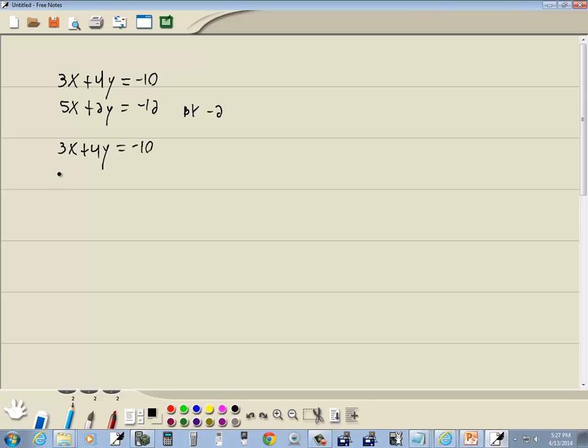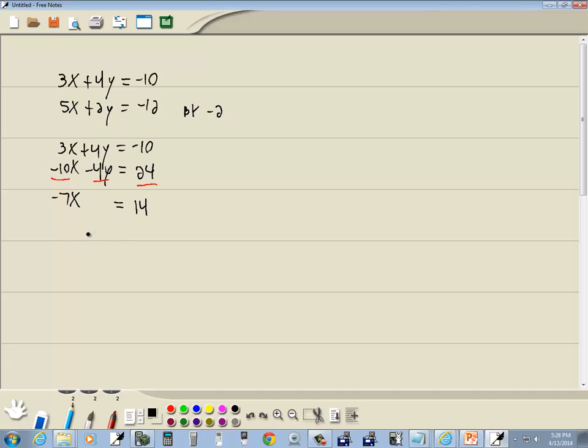Negative 2 times 5x is negative 10x. Negative 2 times 2y gives you negative 4y. Negative 2 times negative 12 gives you 24. And now we can add these together. So 3x minus 10x is negative 7x. 4y minus 4y drops away, equals negative 10 plus 24 is 14.